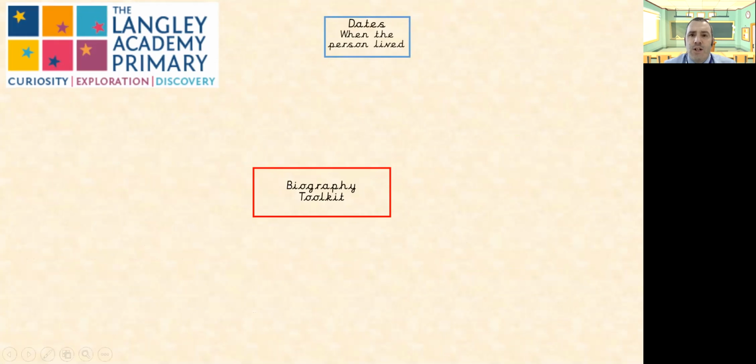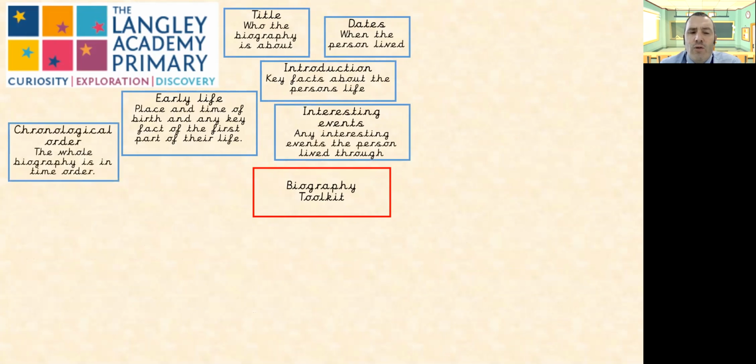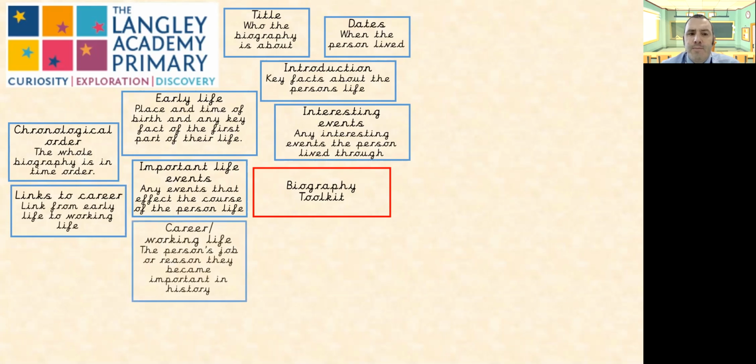So yesterday we put together our structure, what we need to put into it. So we had the dates, we had our title, we had our introduction, our early life, the paragraph about his early life, interesting events, chronological order. That's really important. It tells the story of someone's life. So it makes perfect sense working through in order. Important life events are included in there. Links to their career and their working life. So we link from their childhood into their working life, and then we talk about their working life.